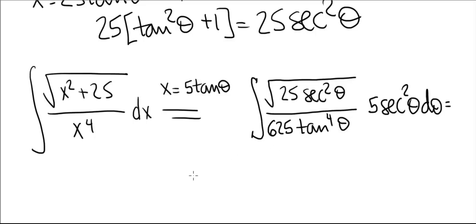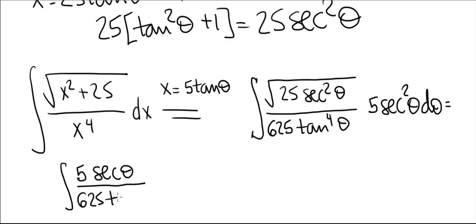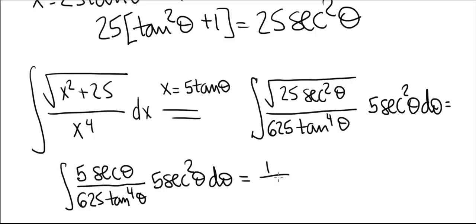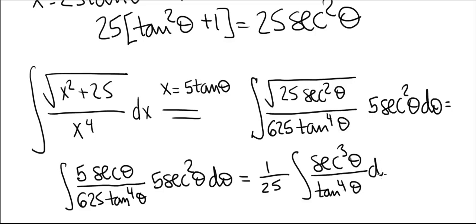We're going to assume that square root of secant squared is secant. Square root of 25 is 5 times secant theta divided by 625 tangent to the fourth theta times 5 secant squared theta d theta. So canceling and simplifying, 5 times 5 is 25, 625 divided by 25 is 25. So we have 1/25 out here. In the numerator we have secant cubed of theta. In the denominator we have tangent to the fourth of theta. So this is what we have left to integrate.